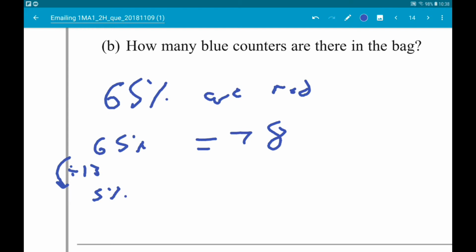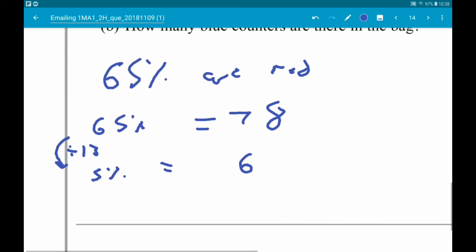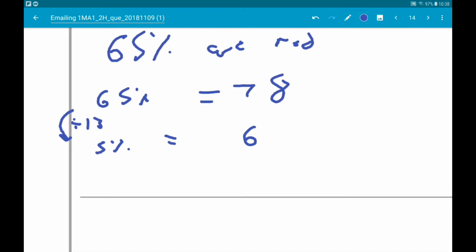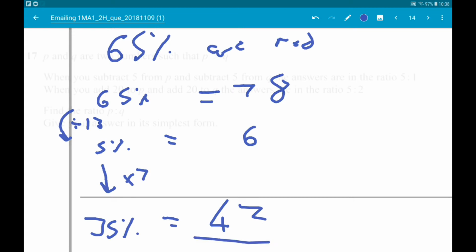So we do that to 78. Now 78 divided by 13 is 6. So we can then turn 5% into 35% by multiplying by 7. So 35% is equal to 42.